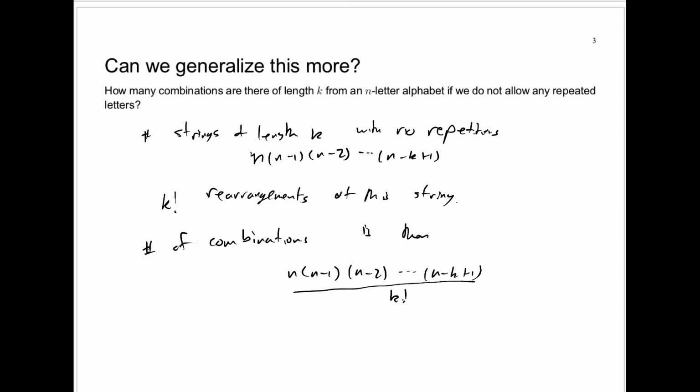And this is our really important formula that tells us how many combinations there are of length k from an n-letter alphabet when repetitions are not allowed.